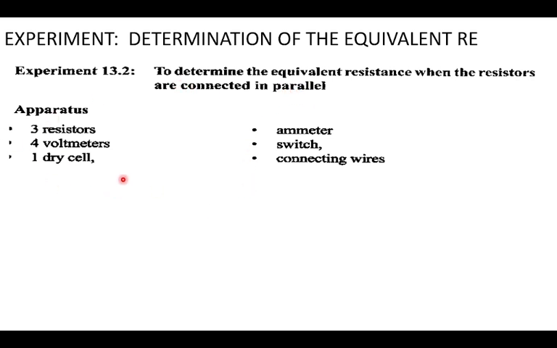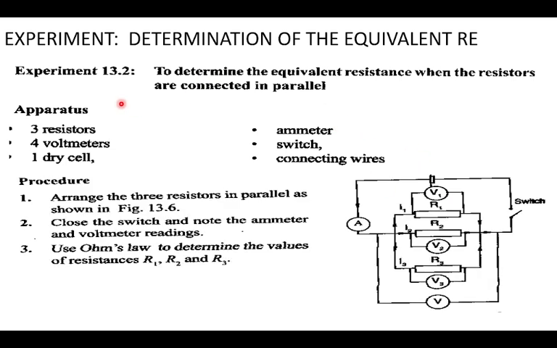All right, so again here you will need the following items to complete the task. You shall need 3 resistors as before. You shall need 4 voltmeters. This time we have 4 voltmeters. And only one dry cell is going to do. You shall also need an ammeter, a switch, as well as connecting wires. All right, so the setup is going to look like this.